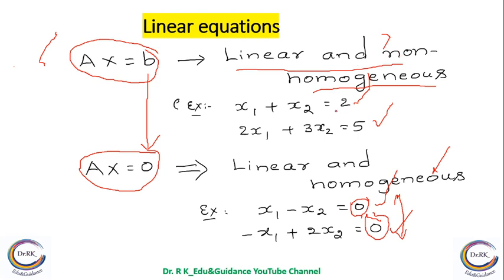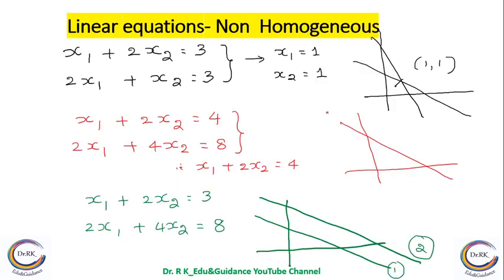Then, what types of solutions can we expect when we try to solve this? Suppose first we take non-homogeneous. The first example we'll take is x1 plus 2x2 equal to 3, 2x1 plus x2 equal to 3. So what is meant by a solution? We know how to solve this from our school math. Multiplying this by 2, then subtracting, x1 goes, then we'll get the x2 value.